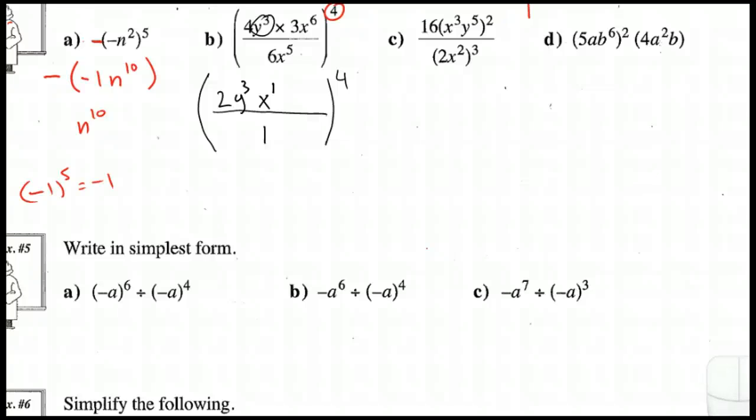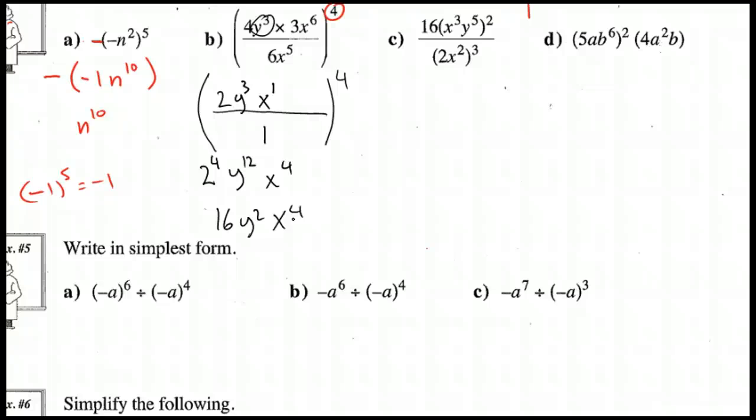Next thing here is getting that exponent in there, the outside exponent of 4. So it's going to be 2 to the power of 4, y to the power of 12, x to the power of 4. 2 to the power of 4 is 16, y to the 12, x to the 4. So even though the question looked a little bit harder at the beginning, if you just take it one step at a time and simplify one thing at a time, it'll eventually work out.